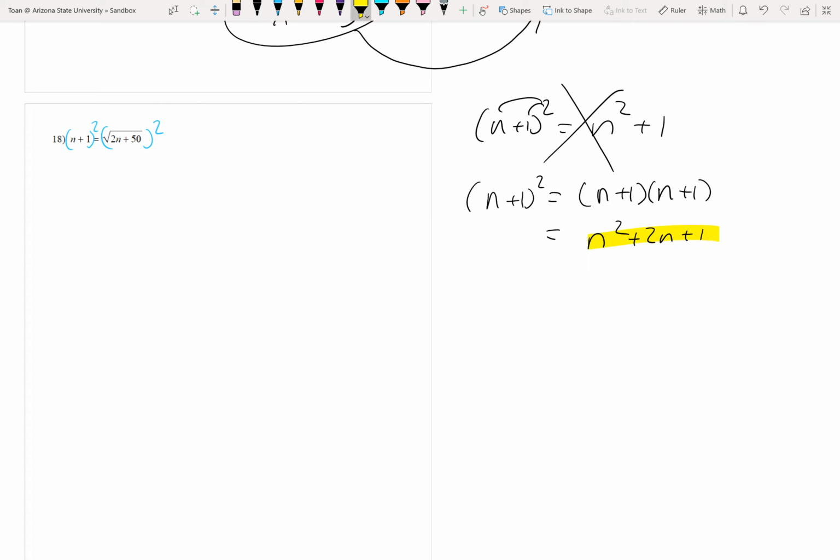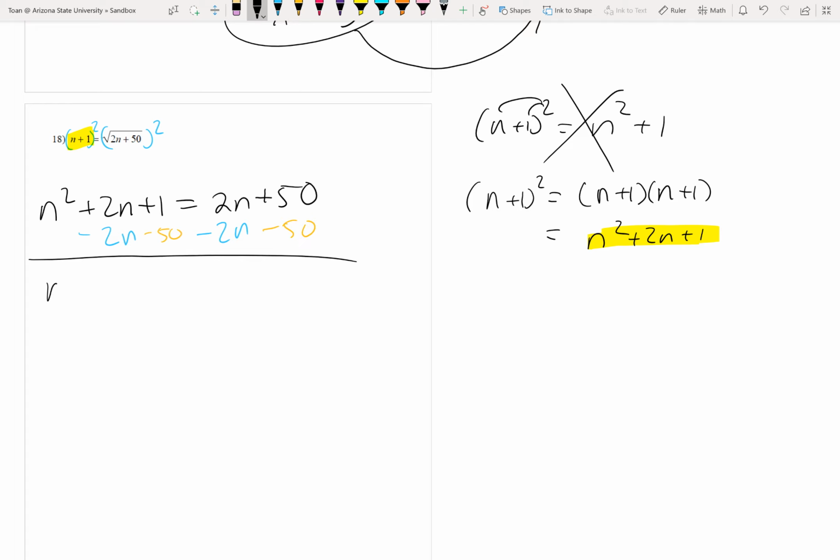So this right here should go on the left-hand side. So we get n squared plus 2n plus 1 equals, and then on the right-hand side, when you square a square root, that just goes away. And then it becomes a regular quadratic to solve. Move everything to the left, I'm going to minus the 2n, minus the 2n, minus the 50, minus the 50. You get n squared. These guys are gone. Minus 49 equals 0.